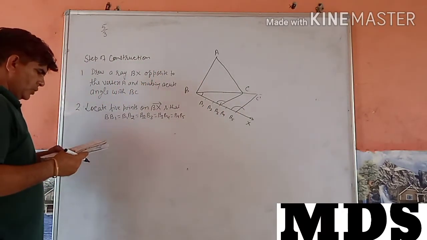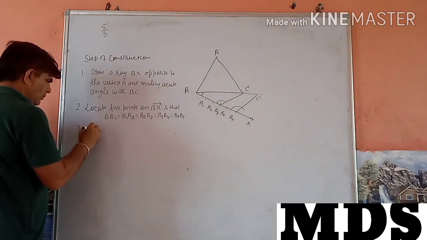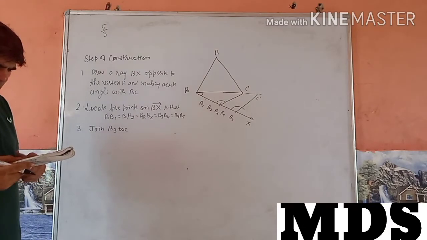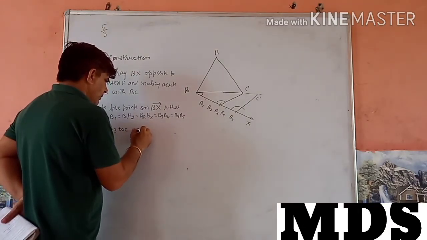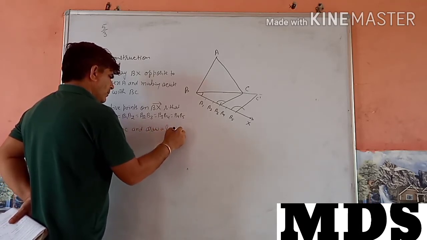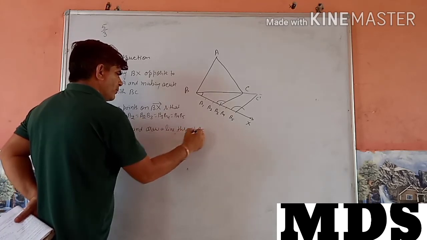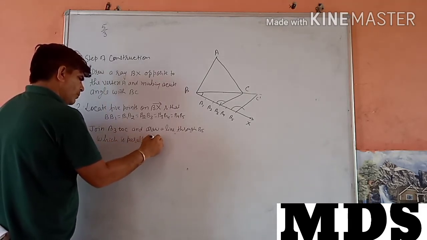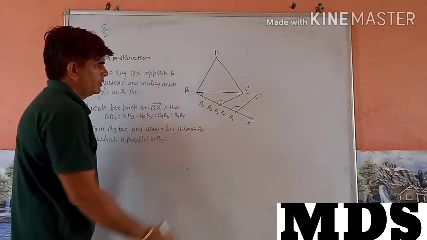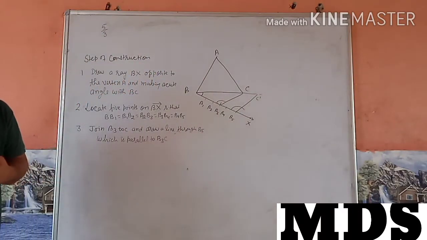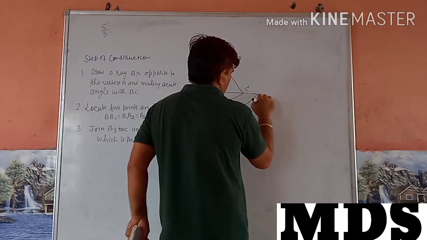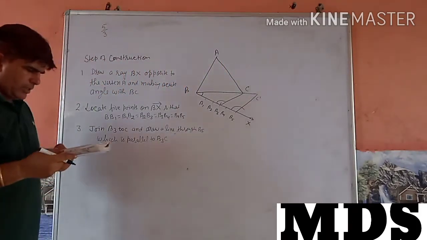So what you can write? Join B3 to C, and draw a line through B5 which is parallel to B3 C, with the same angle. Understood or not? And extend this B5 line. It intersects BC extended at point C dash. Like this, extend it. So this was the name of this point, C dash.